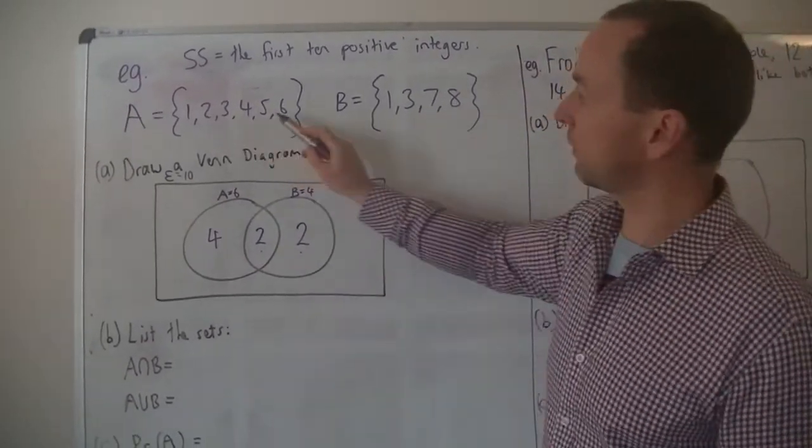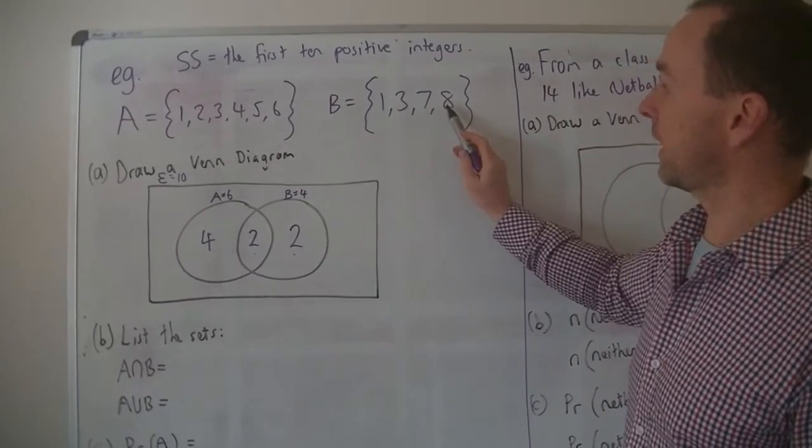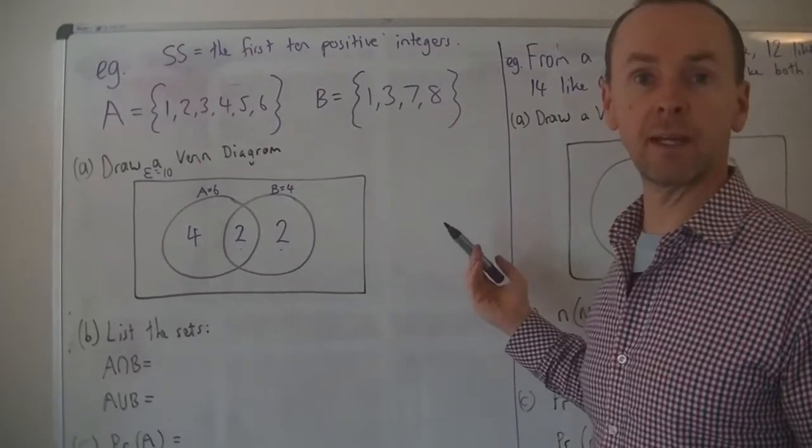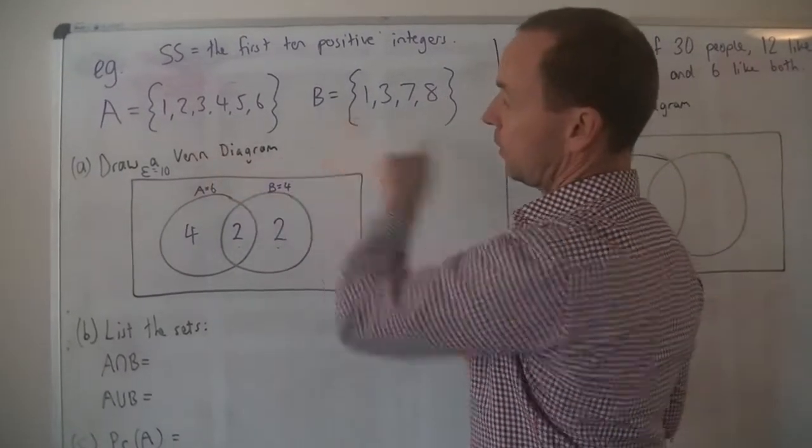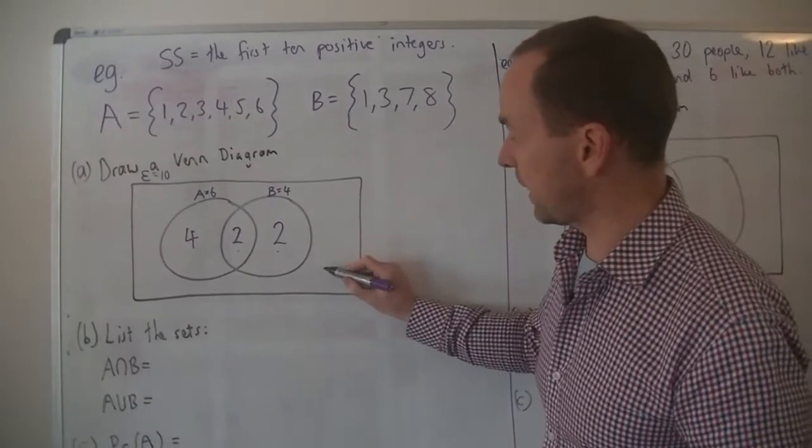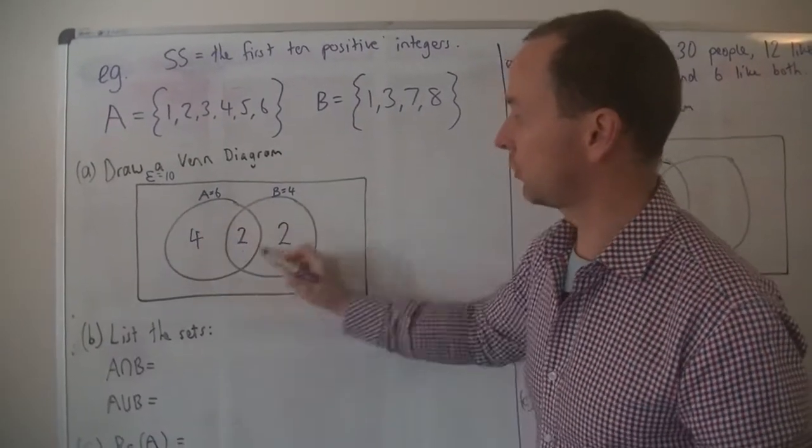We've got 2, 3, 4, 5, 6. Then we've got 7, 8. But where are the numbers 9 and 10? They're not in either set A or B. So that means we put them out here outside the two sets.